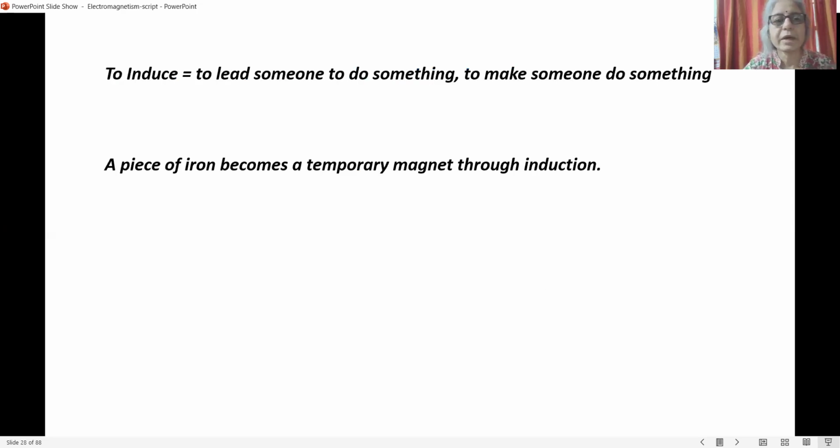So what do we mean by induce? To induce means to lead someone to do something, to make someone do something. So you can induce a child to do the homework by offering it some sweets. So that is induction. Okay, so a piece of iron becomes a temporary magnet through induction.